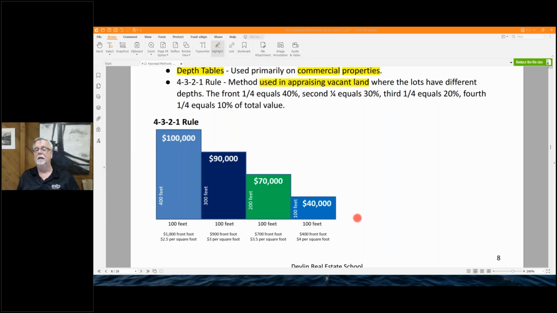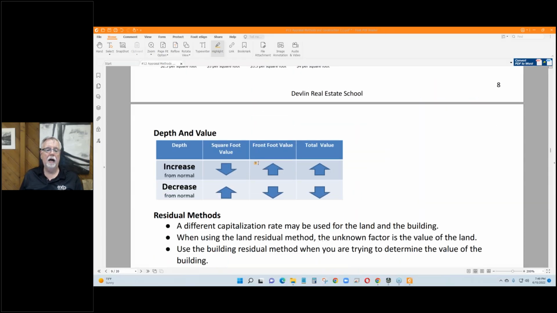And finally, we have the 100 by 100. It's worth $400 a front foot, but it's worth $4 a square foot. 4-3-2-1. Now, if you're thinking, well, that was more than I wanted to know about this, oh, well, I'm not done.